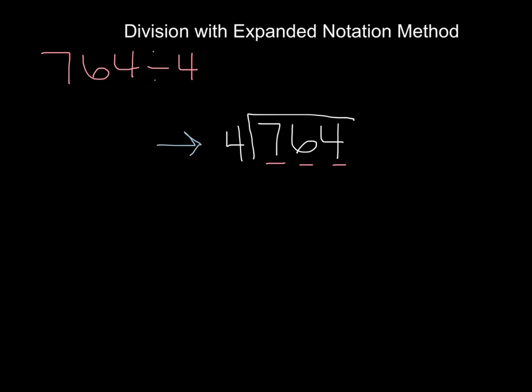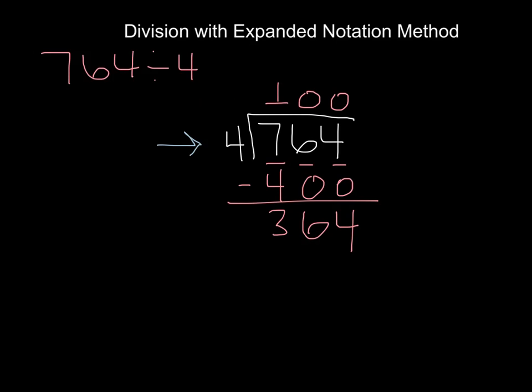So when I ask myself, how many hundreds could I multiply by 4 to get an answer of 764 or less, what I'm actually asking is, how many groups of 100 could I put into each of those 4 groups equally? And my answer would be 1. I could put 100 into each of those 4 groups equally, and then I have used 400 of my 764. So now I'm going to subtract in order to figure out what's remaining, and the answer is 364.